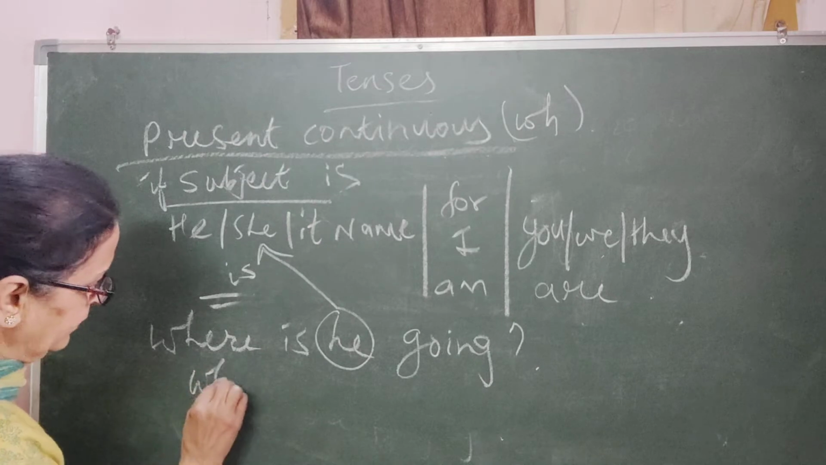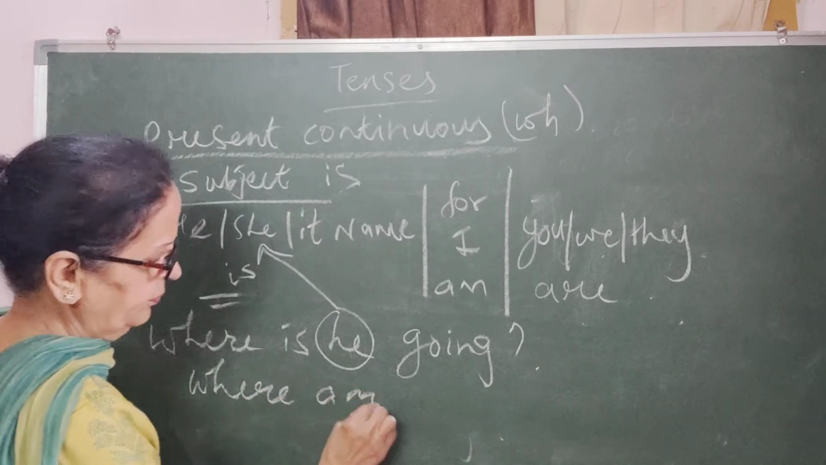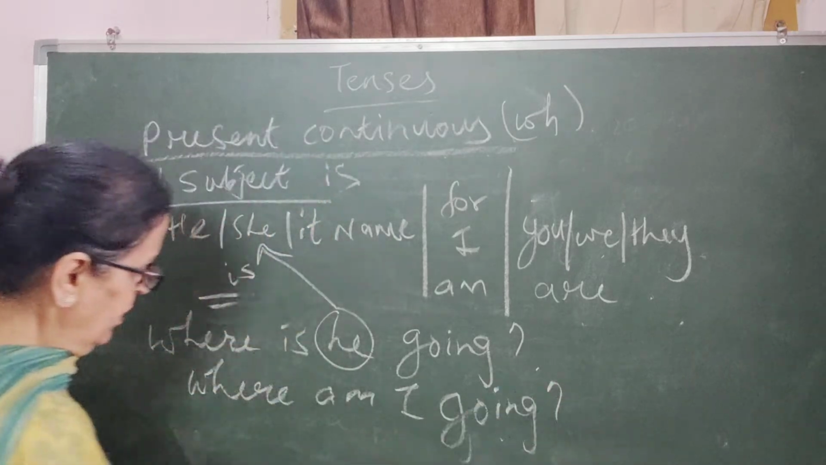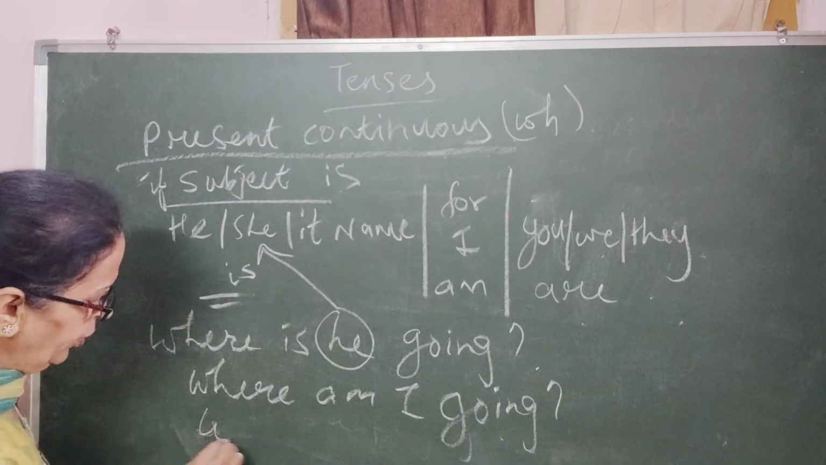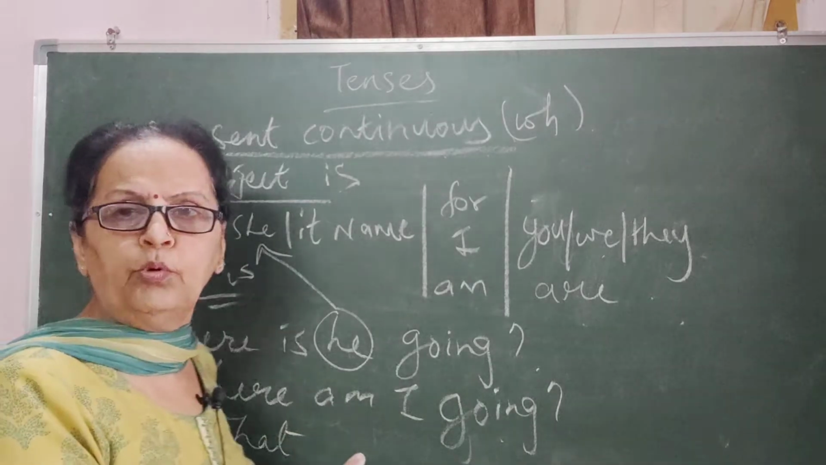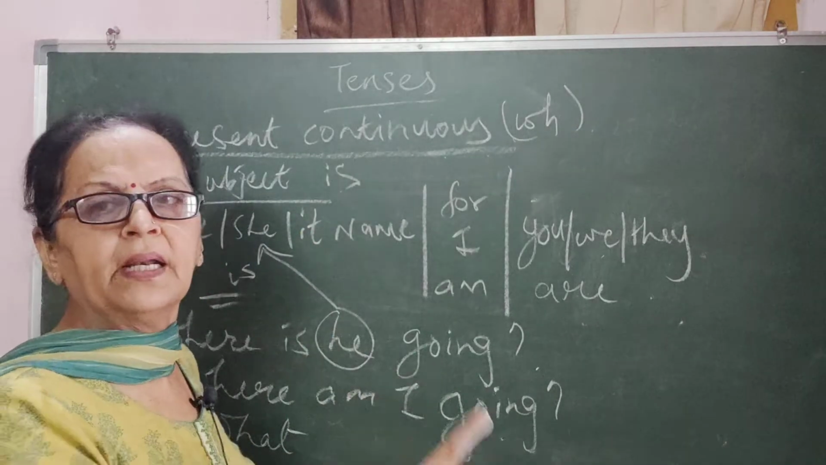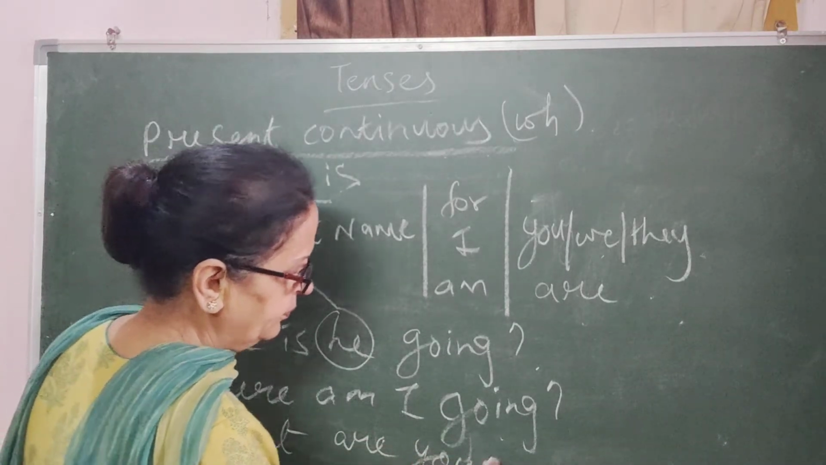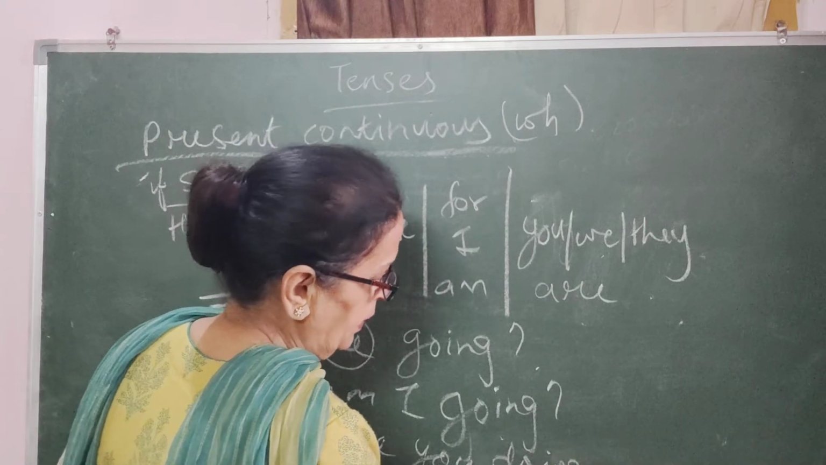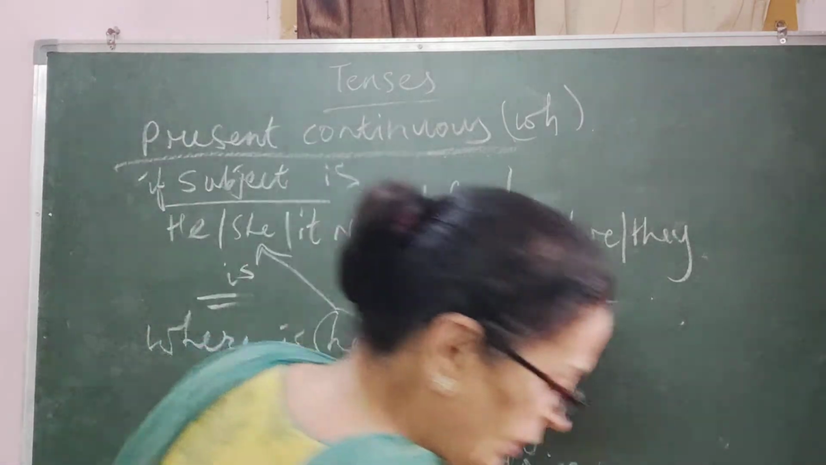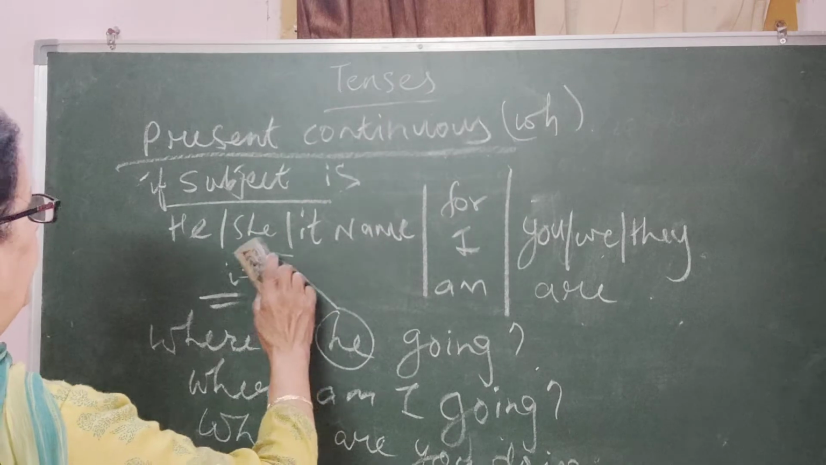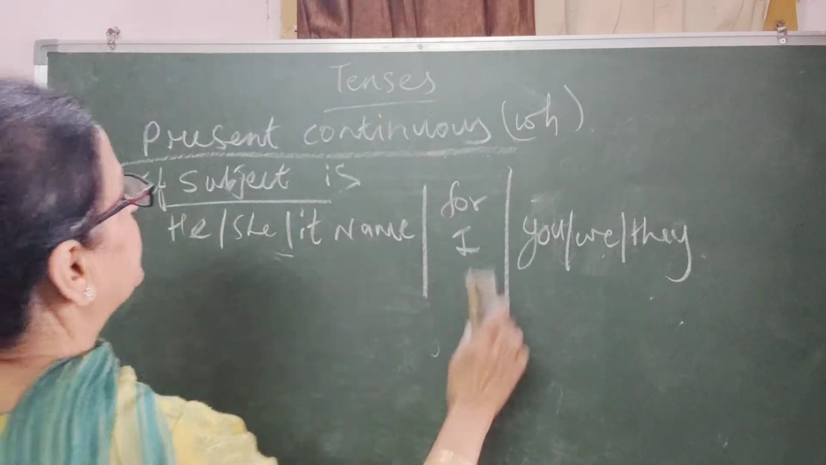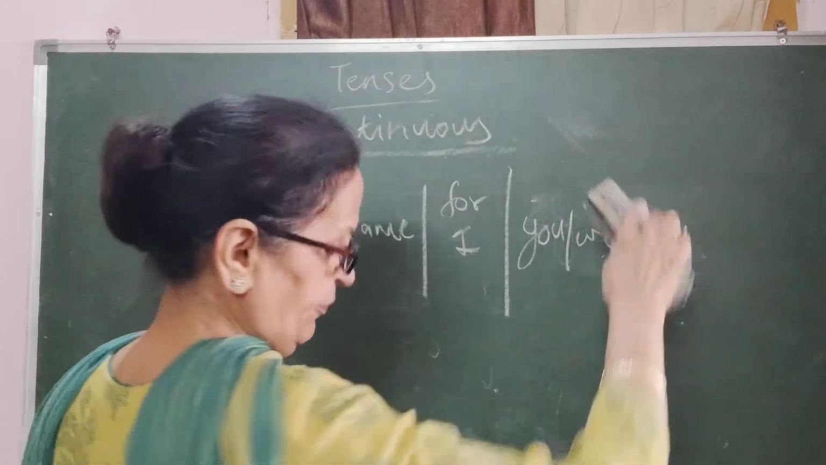Where am I going? And where are you going? Or what are you doing? Any question you can make from WH family, you will find your answer to be correct according to the verb. What are you doing? I hope you got this. Now let us move on to the third one. I'm not going to rub the subject because this is the main thing which I have to follow.